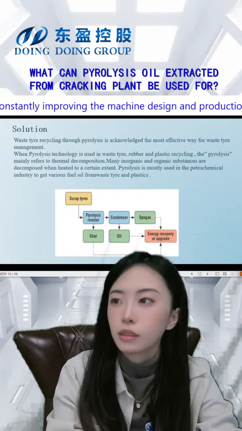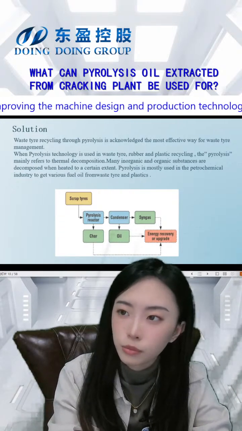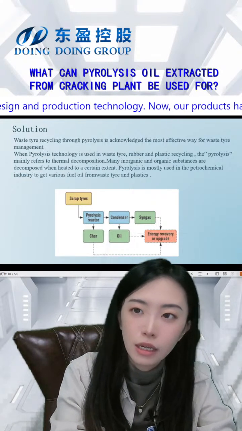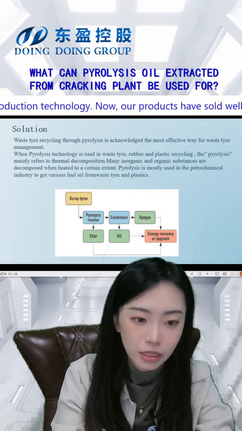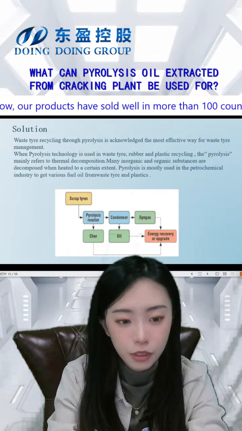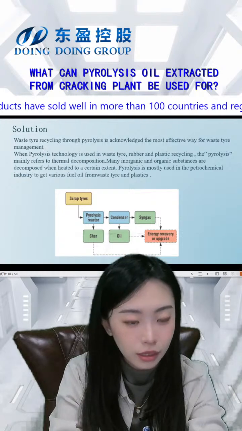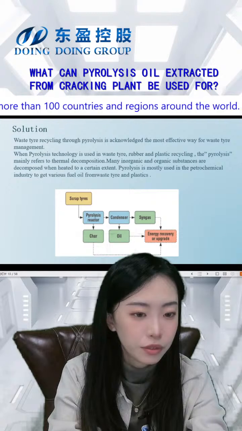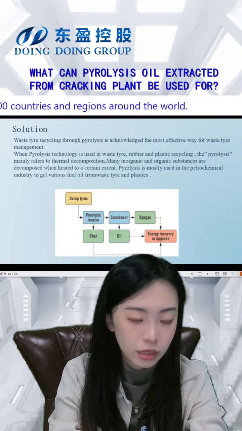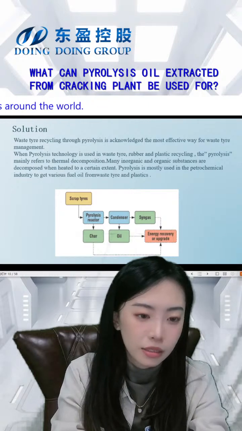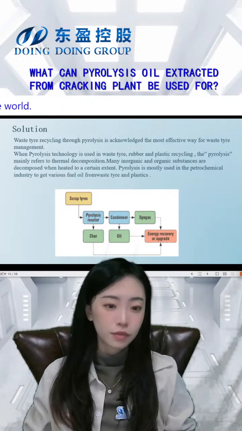Like this, waste tire recycling through pyrolysis is acknowledged as the most effective way for waste tire management. And that's why we can recycle this, because first, they have some valuable products like this, the fuel oil. We can use it at different factories as heating energy. And also carbon black and steel wire, we can recycle them. This is the first reason.